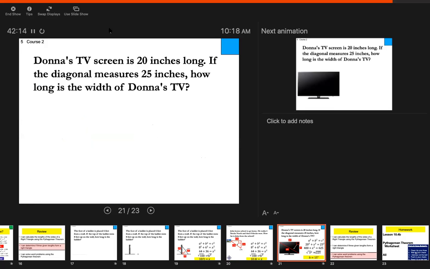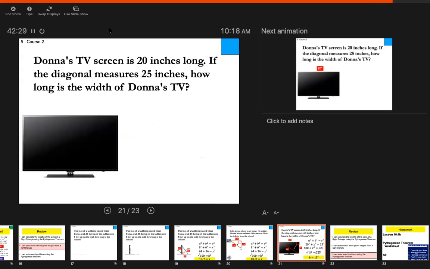The last one that we'll do, I like this one because it exposes something that some of you don't know. When you buy a television, you always buy it by its size. Like, I'm getting a 60-inch television. No, you're not. Televisions are measured diagonally because it makes them seem bigger.